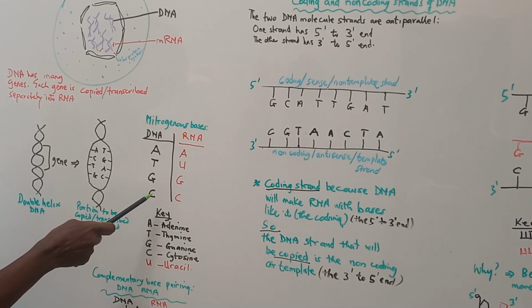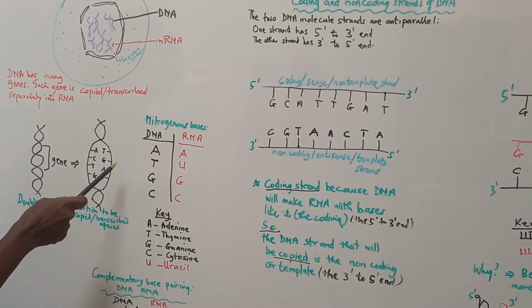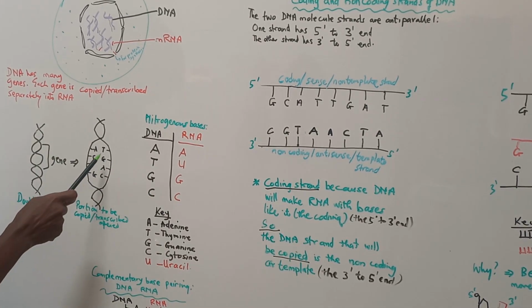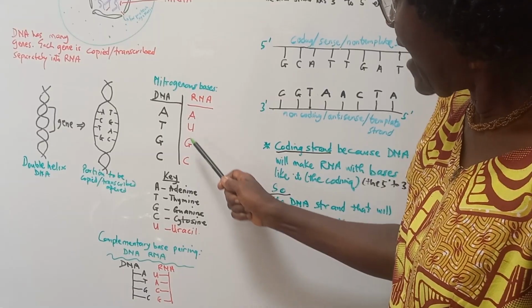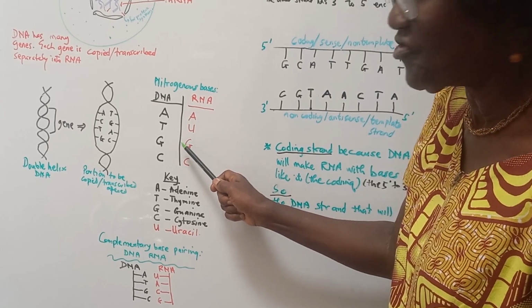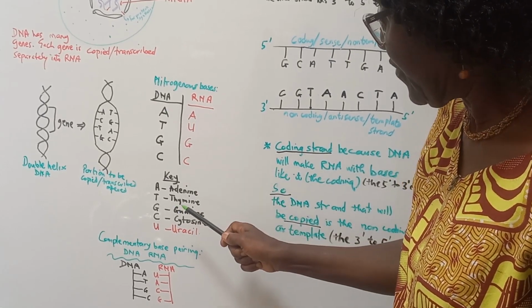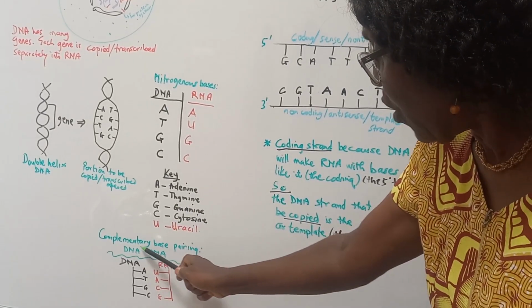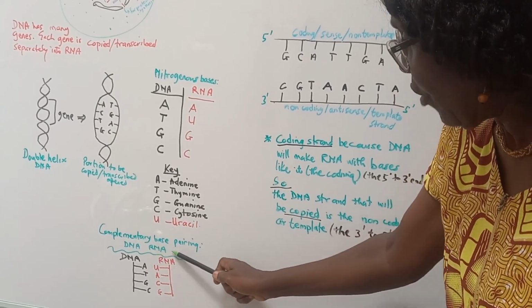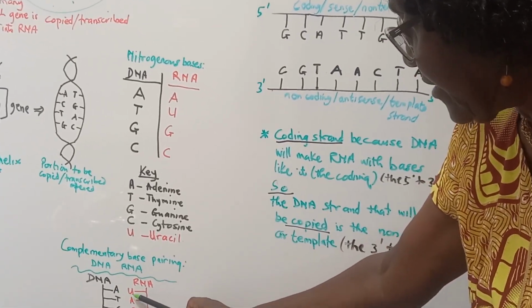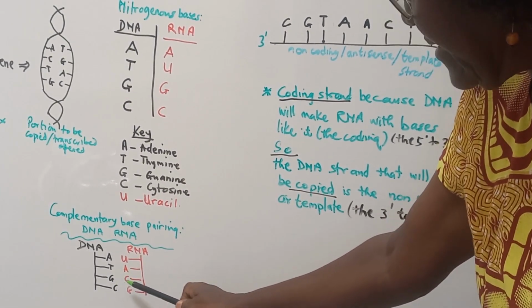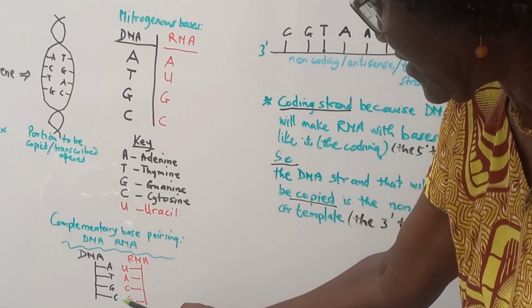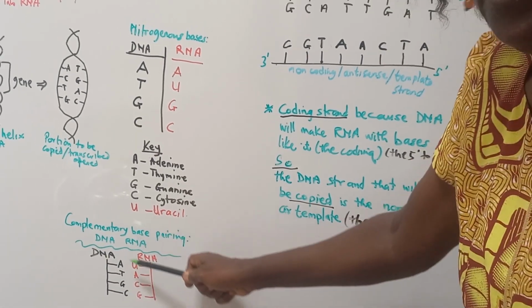During the copying, the RNA polymerase, which is an enzyme, will have to copy one of these strands. The RNA forms a complementary strand for the DNA, and this is how the complementary base pairing occurs. Adenine pairs with uracil, thymine with adenine, guanine with cytosine, cytosine with guanine. This is how the base pairing goes on.